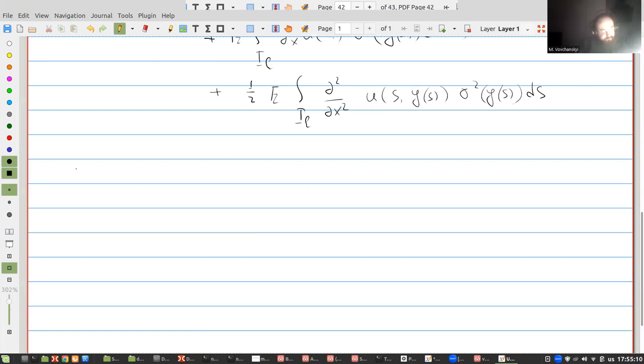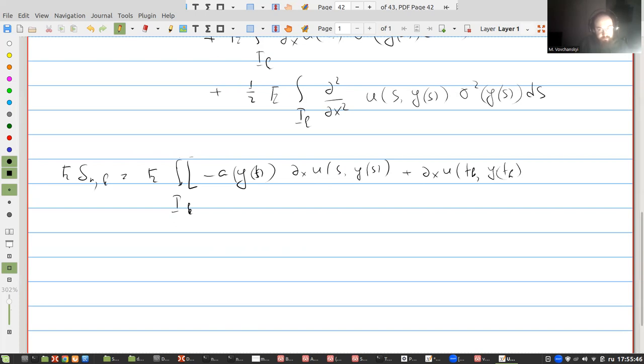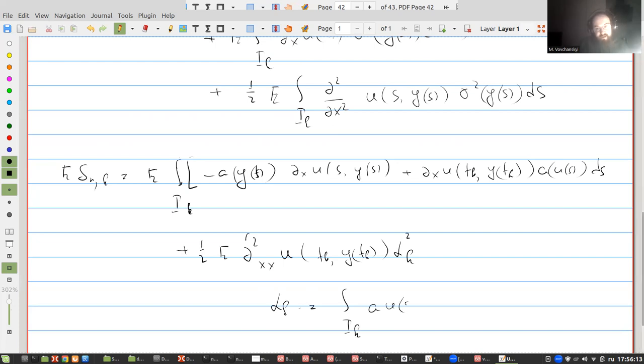Now we can do that. And instead we get that the mathematical expectation of our error is y of s dx s. Plus dx u tk y tk u s ds plus 1/2 d squared xx u tk y tk alpha squared k, where alpha k is the integral over uk, us ds.